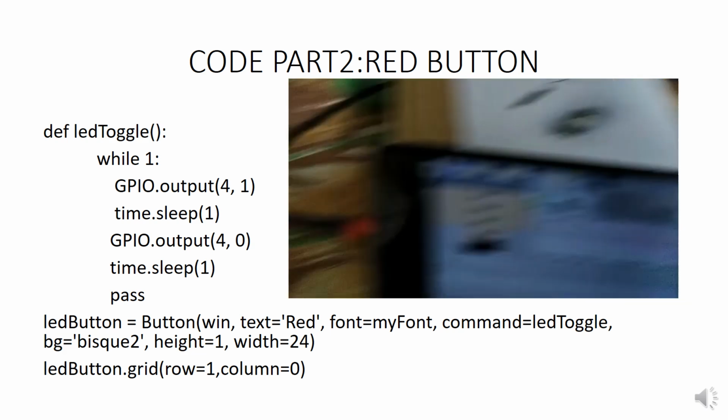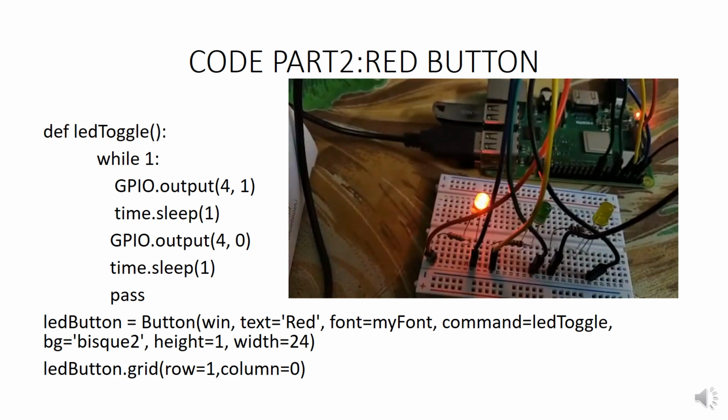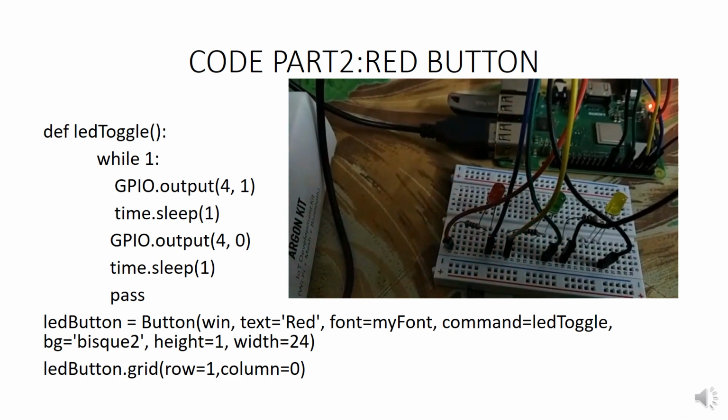You can see in the video, when I click the red button, my LED gets turned on, it blinks infinitely. So we have 2 things here. One is the function LED toggle, another is a button. I'm creating a button which is labeled as red, and I'm initializing its height, width, and the background. Then I'm positioning my button at row 1 and column 0.